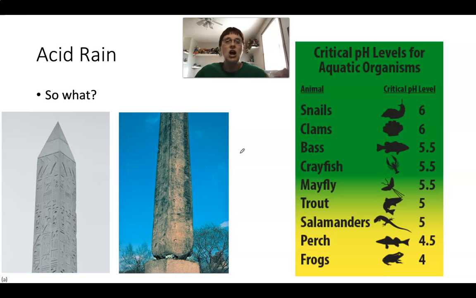They have things like carbonate in them. And when the carbonic acid and the sulfuric acid hit these monuments, they react and create these salts and so forth, but they dissolve away the structure of these buildings and monuments.